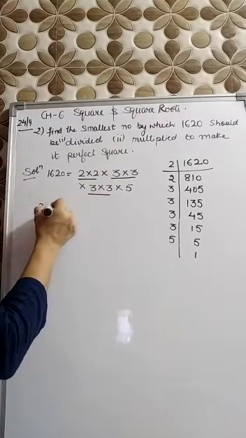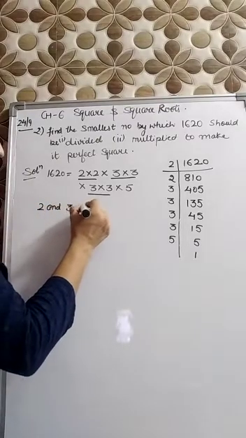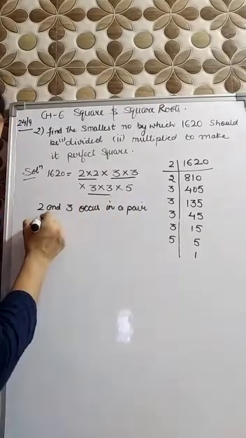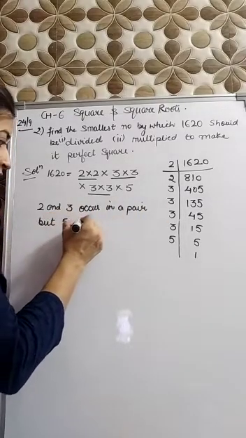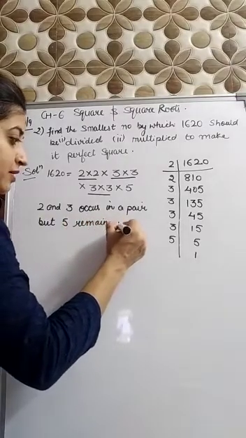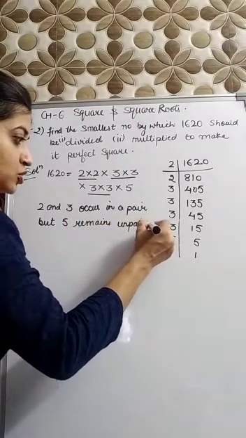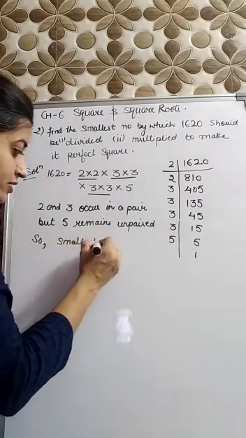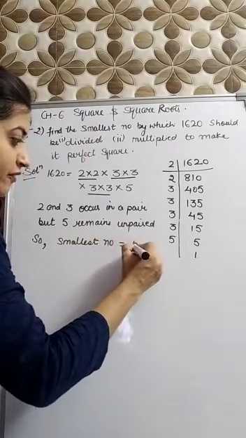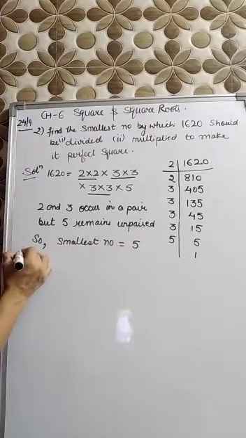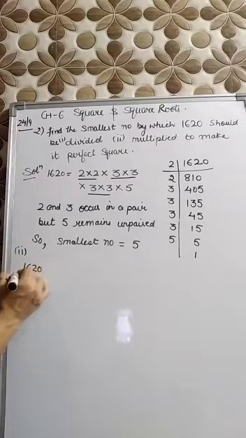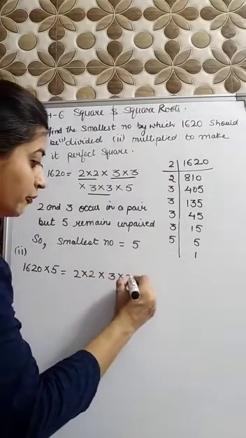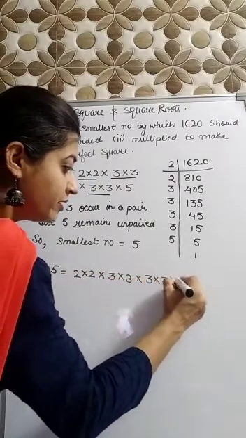So you will write here 2 and 3 occur in pairs, but 5 remains unpaired. So the smallest number we need is 5. When you multiply, I am discussing the second part first. So this 1620 will be multiplied by 5 on both sides to make it a perfect square number.